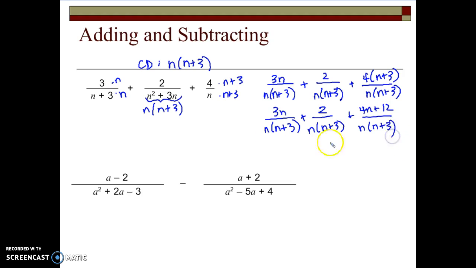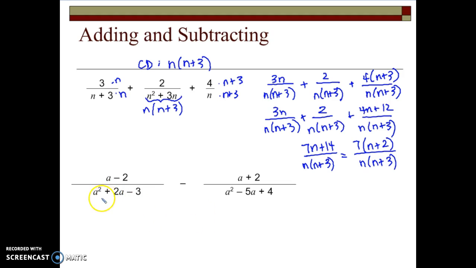All right, now I've got all of my distribution over with, my common denominator, so I'm just going to combine my like terms. So I have a 3n and a 4n, gives me a 7n, and a 2 and a 12 gives me a 14, and that's all over n times n plus 3. Now there is a GCF, so let's try to get a GCF out and see if we can simplify any more. So my GCF up top is 7, so I have 7 times n plus 2 over n times n plus 3. So there's nothing to cancel out, so I can't simplify it anymore, and this is my final answer.